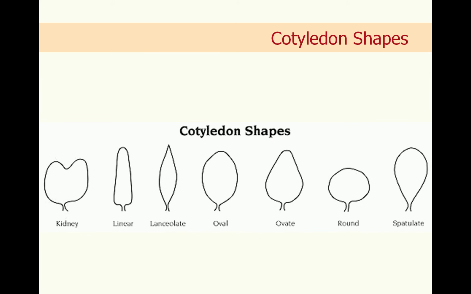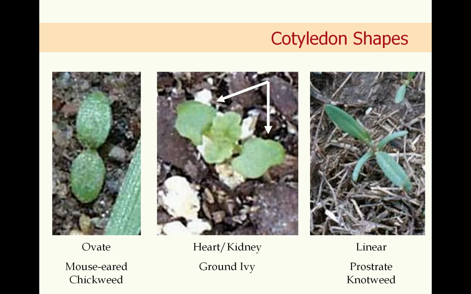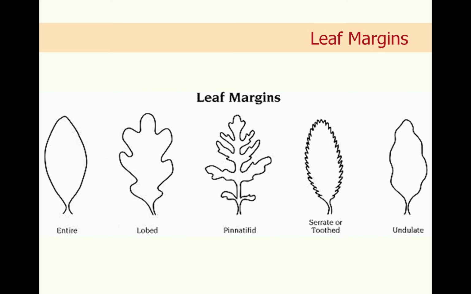The cotyledons of weedy species exist in a number of different shapes and sizes. This is an excellent way to identify weedy species when they are still young and easier to control. Here you can see three examples of distinct cotyledon shapes on seedlings of broadleaf weeds. On mature leaves, the margins can take on a number of different forms, including smooth, lobed, pinnate, toothed, or undulated.